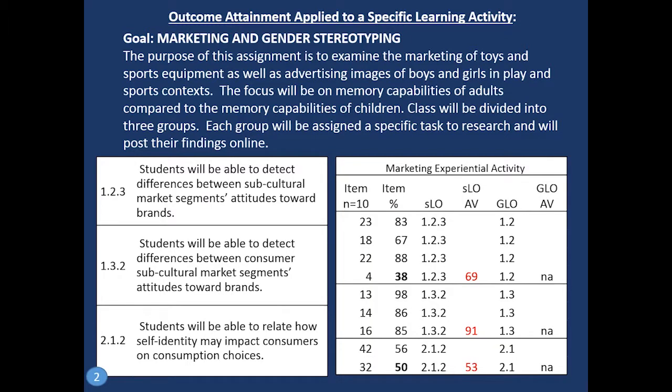So we can do a better job of evaluating the instruction if we can tie it to this outcome attainment structure. And this is an example of a marketing course. And this assignment was given to the students, and you can briefly read it there. You can see it's about memory capacities in terms of ultimately making selections for sales.